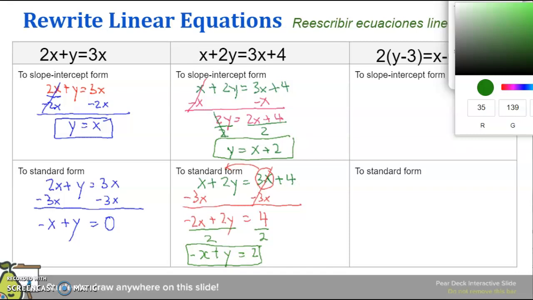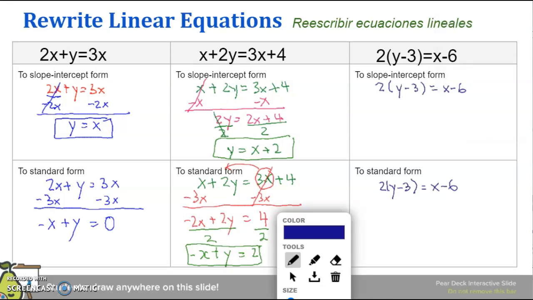Alright, so let's move on to the third problem. So I've just written down the problems. What do I need to do? Well, I know that I need to get rid of these parentheses. How do I get rid of these parentheses? I can't simplify what's inside the parentheses, so the only thing I can do is distribute by multiplying 2 to both y and negative 3.